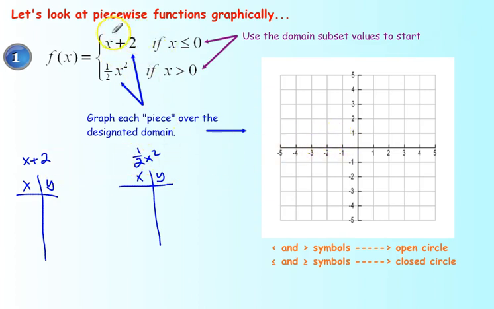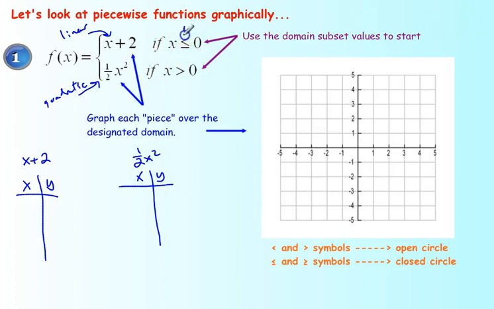Now, one thing to recognize is this piece here is x plus 2. You should be able to recognize that that will be a linear equation, so a straight line. This guy is a quadratic, right? So that's going to have that parabola curve. So part of our graph should be a straight linear line. Another part of our graph should be a part of a parabola. So let's work with x plus 2 first.